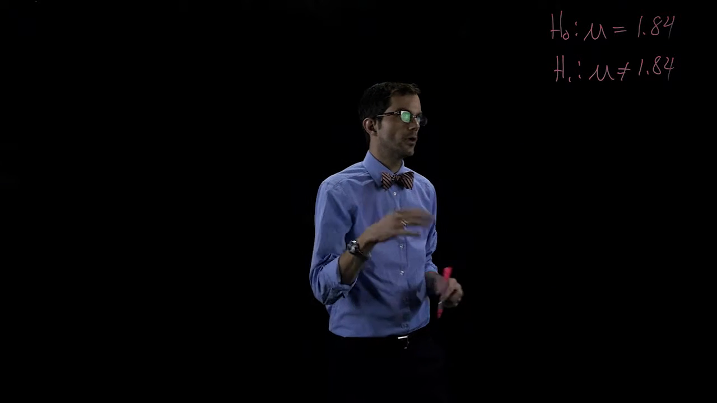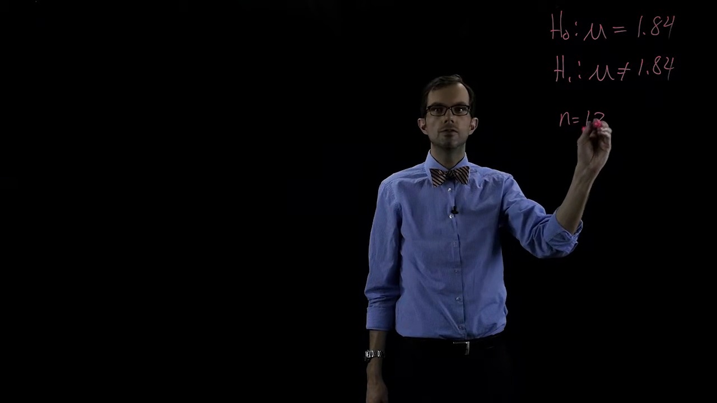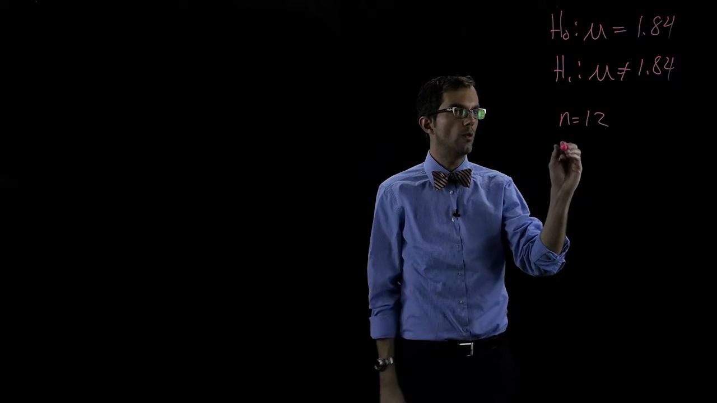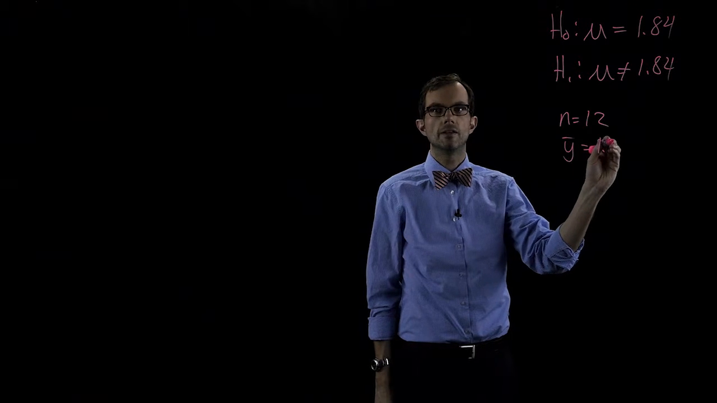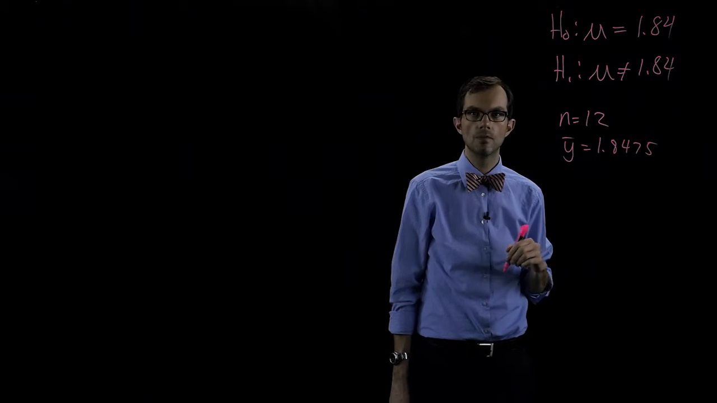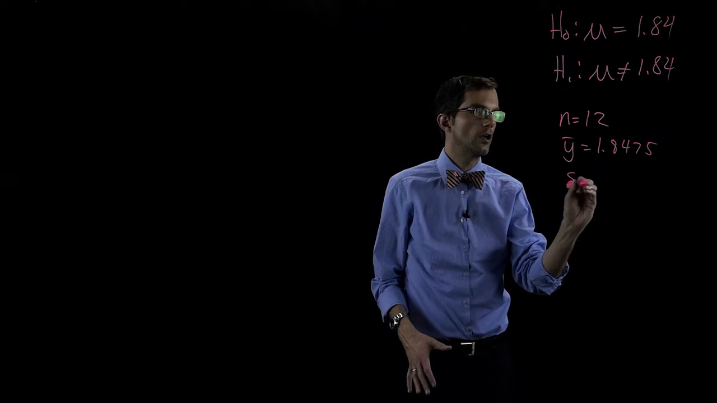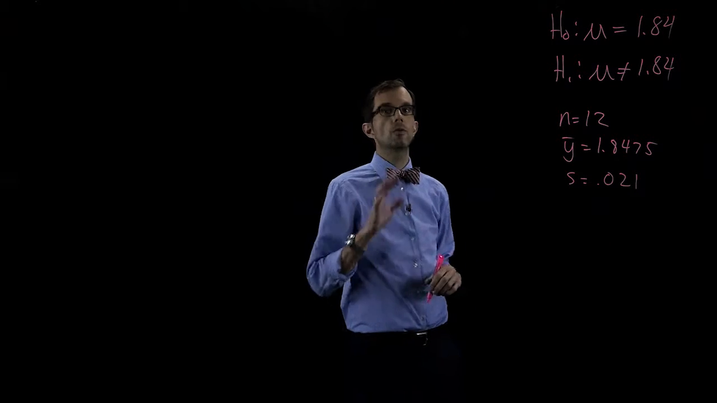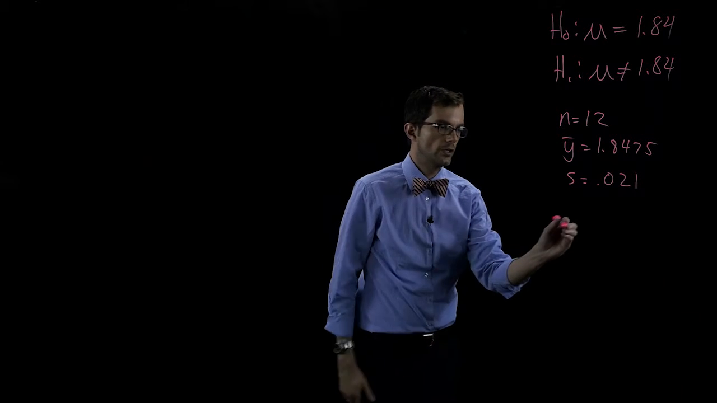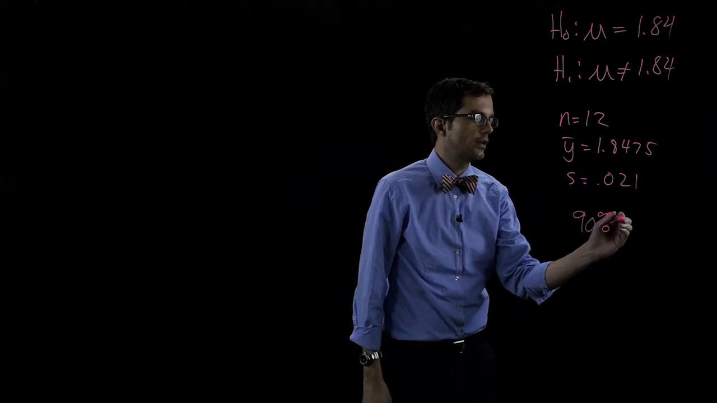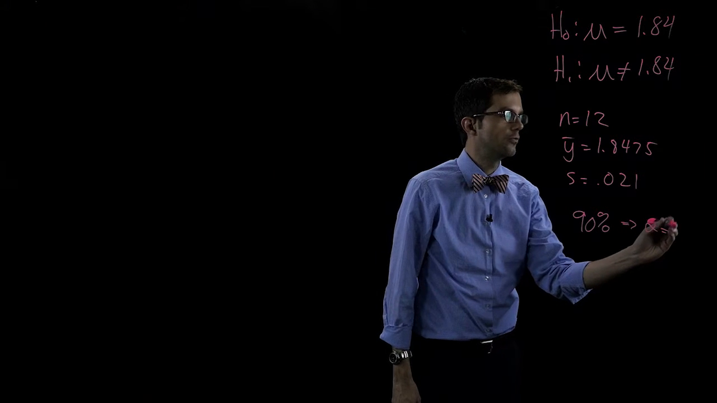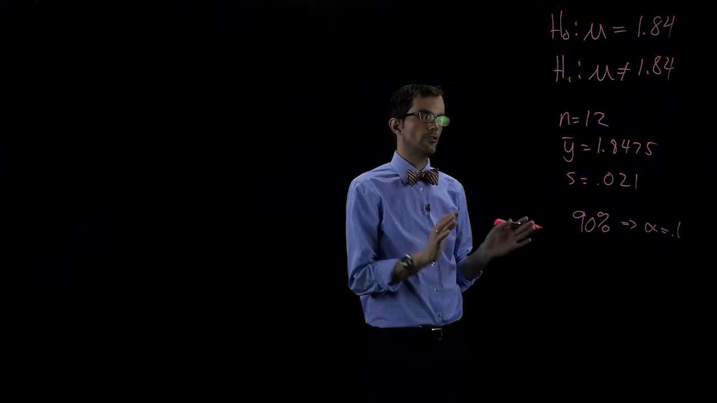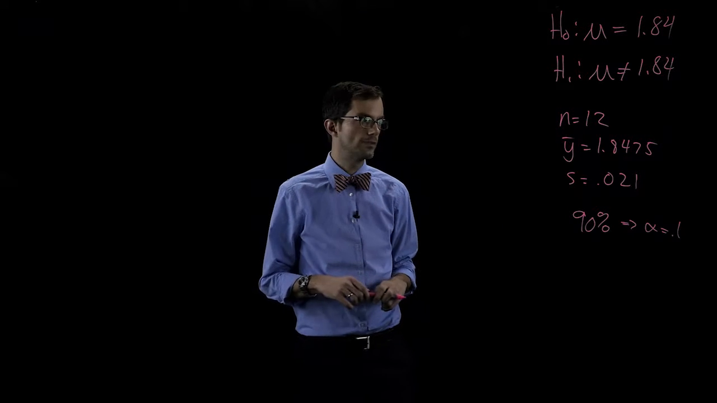Okay, so what else do we know? We know the sample size was 12. We know that the mean of the sample of 12 was 1.8475 centimeters. And we know that the standard deviation was 0.021 centimeters. And we said we want to be 90% confident with this. So 90% confidence implies alpha of 0.1. Okay? So now let's use the critical value approach to address this.